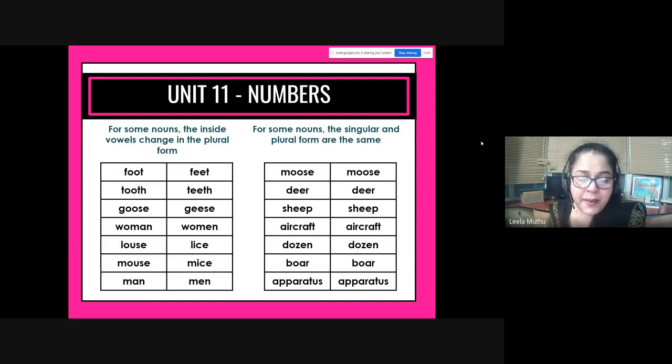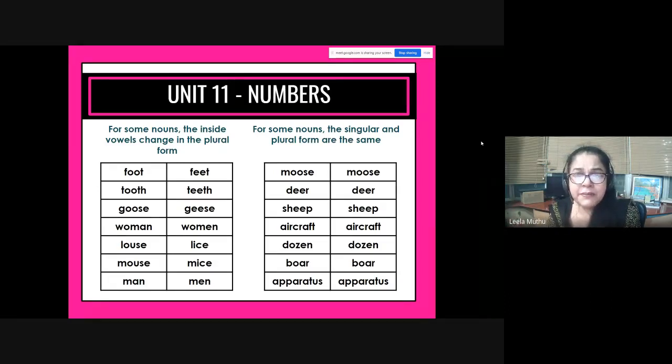Okay. Man, men. We remove the a and we put an e and we change it from the singular number to the plural number, right? Okay, now certain words which don't change in the singular or the plural, we've already gone over it, but we'll just revise. Moose, moose. One moose, many moose. Deer, deer. Sheep, sheep. Aircraft, aircraft. One dozen, two dozen, three dozen, four dozen.